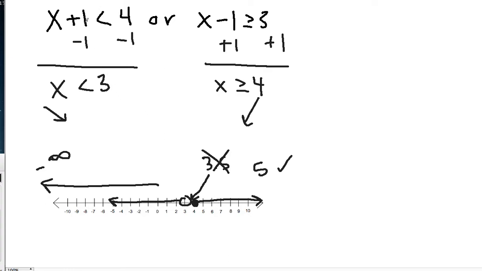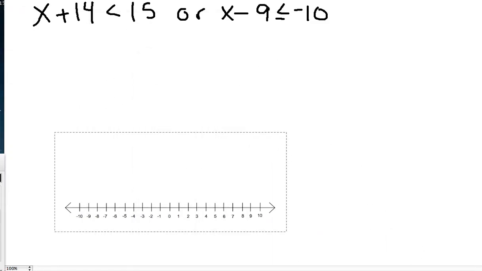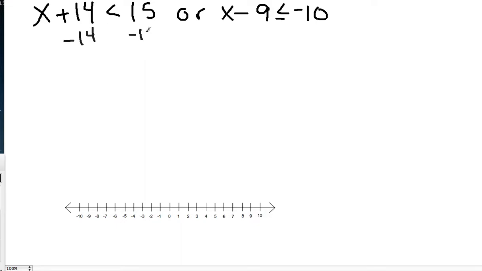All right. We have a couple more examples that we're going to go through together. So our next one is x plus 14 is less than 15, or x plus 9 is less than or equal to negative 10. So again, when I solve these, I'm just going to do each inequality by itself. So to get x all alone, I'm going to subtract 14. So I get x is less than 1.